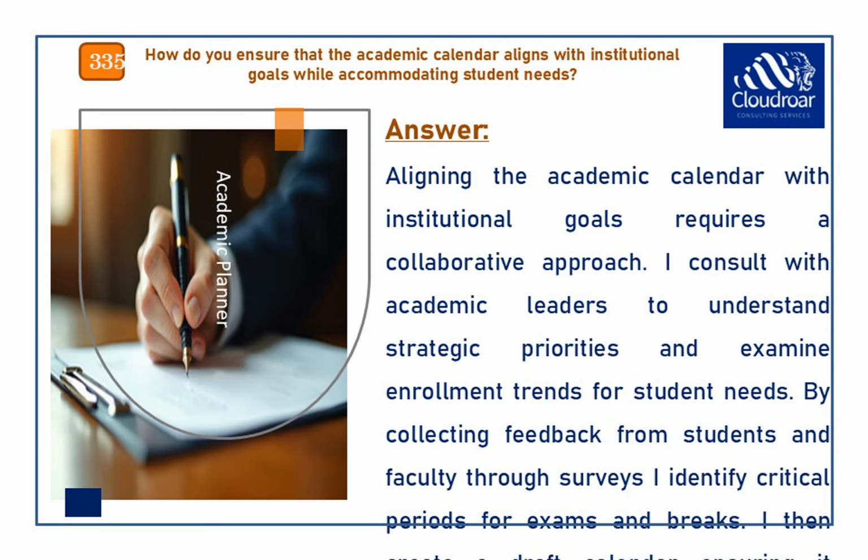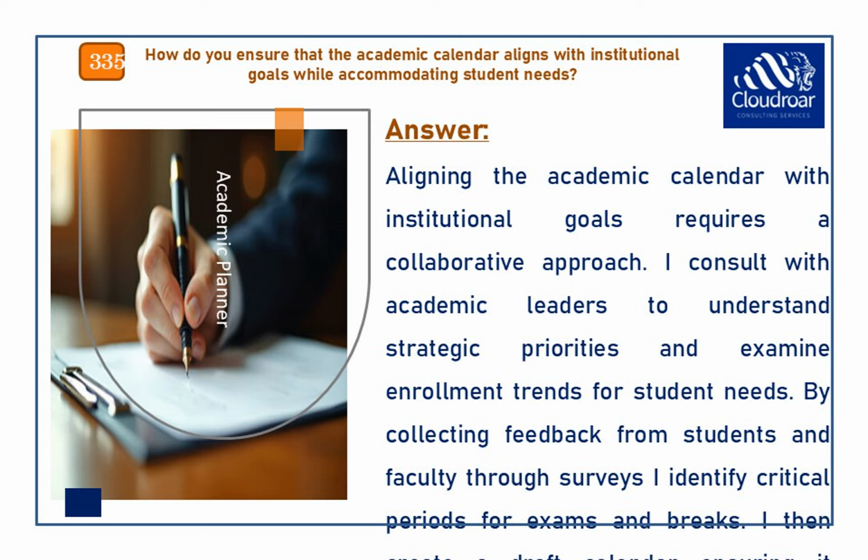Question 335. How do you ensure that the academic calendar aligns with institutional goals while accommodating student needs? Aligning the academic calendar with institutional goals requires a collaborative approach. I consult with academic leaders to understand strategic priorities and examine enrollment trends for student needs.